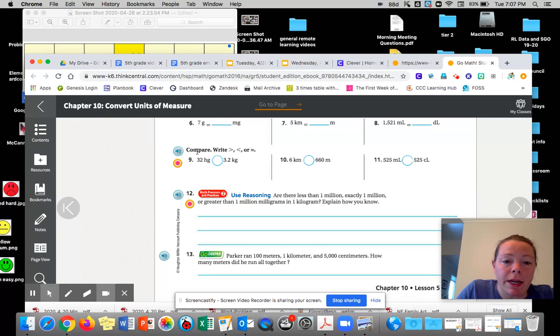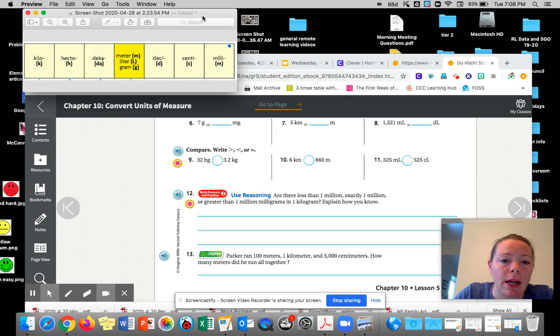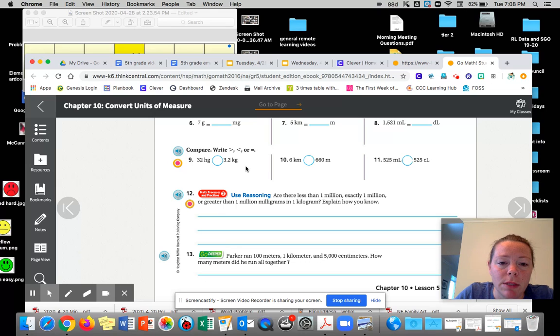All right, let's look at one more thing. Right now we're going to take a look at comparing. Just like when we were talking about comparing customary units, when we're comparing metric units, they have to be in the same unit, okay? So right here we have hectograms and we have kilograms, all right? You can convert either one. It's up to you which one you want to convert. I'm going to convert my hectograms into kilograms.